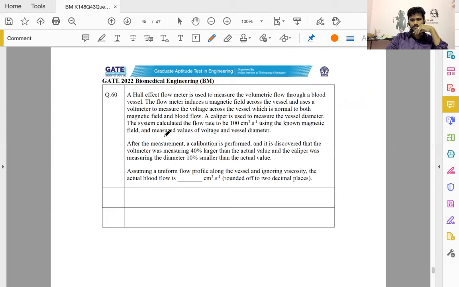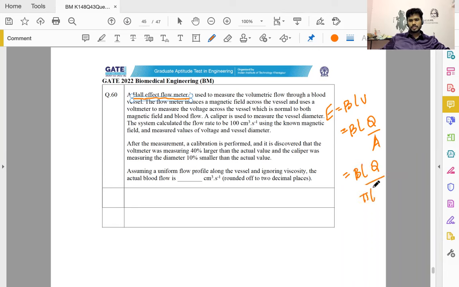Hall effect flow meter. Anyone solve this question in the exam? The blood flow meter we studied about. E is BLV, that is BLQ over A. That is BLQ by pi L square if L is diameter over 4. That is what they are referring to here, as far as I know. That is Faraday's law of induction.